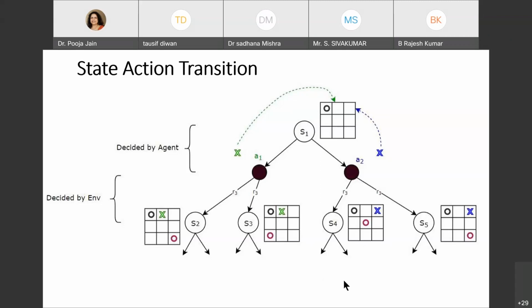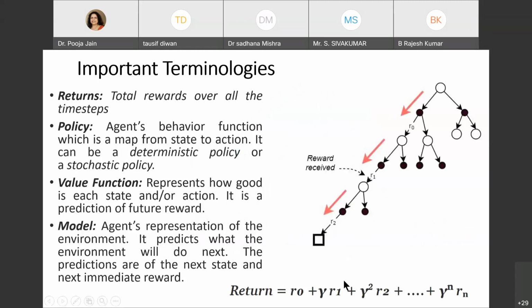So there are 3 important things from which I can conclude today's lecture. One is return, the total reward over all the time steps. Policy means the policy of playing the game, on which I am taking the decision. This policy is decided by the agent. It may be a deterministic policy, or it may not be. What do we mean by deterministic policy? One deterministic policy is that I will always select the action which gives me the highest reward. This is one policy.